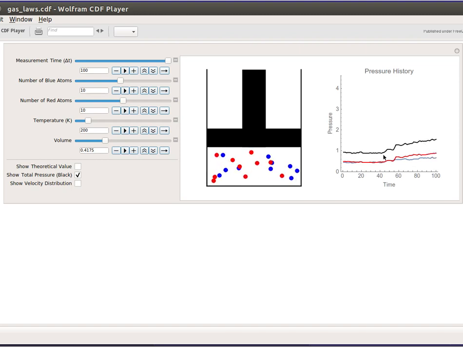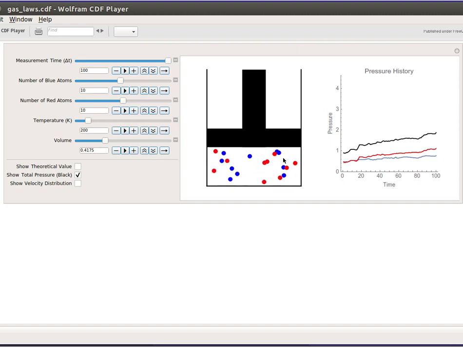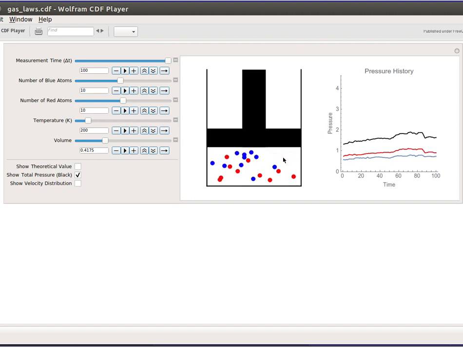Well, the reason becomes obvious when we're looking at the simulation. Now, these little atoms are bumping into the side of the container, exerting a force on the side of the container much more frequently. They don't have as much room to move around. So they're impacting the side of the container more and therefore increasing the pressure.